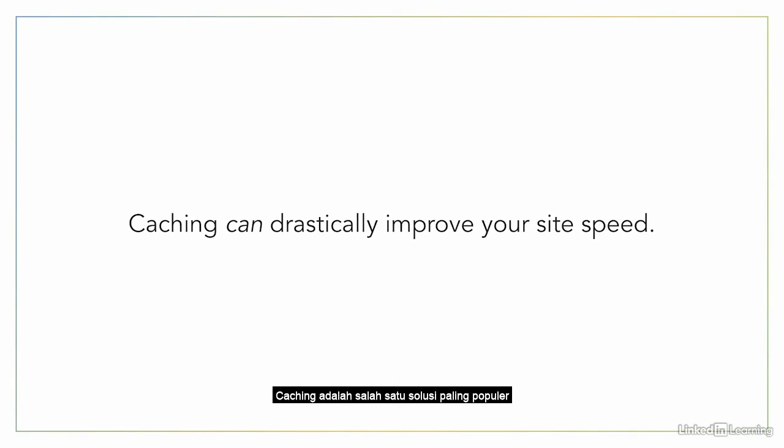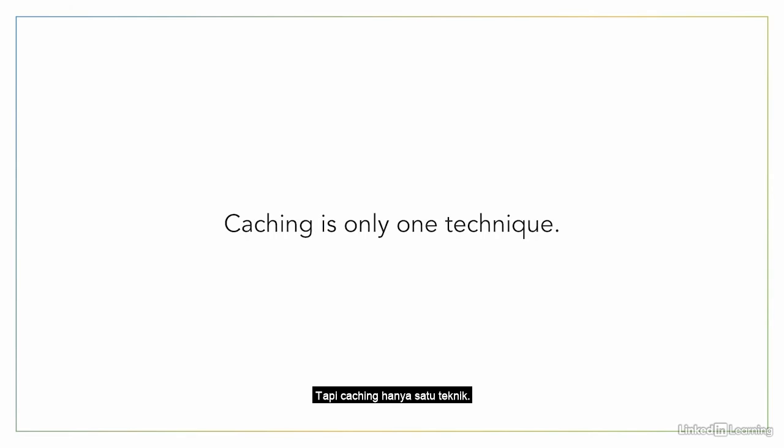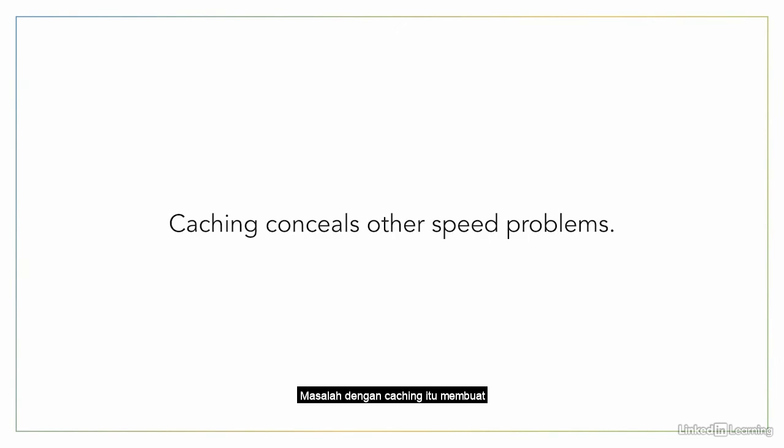Caching is one of the most popular solutions for speeding up your site, for good reason. You can drastically improve your website speed with easy-to-configure caching plugins, or your managed WordPress host might have it built in. But caching is only one technique. It's a mistake to stop there. If you want a site that is truly optimized for speed, it's better to take a multifaceted approach. I recommend you develop a toolbox of strategies to speed up your website, so you have ways to fix any issues that are slowing you down. The problem with caching is it makes every other issue harder to diagnose.